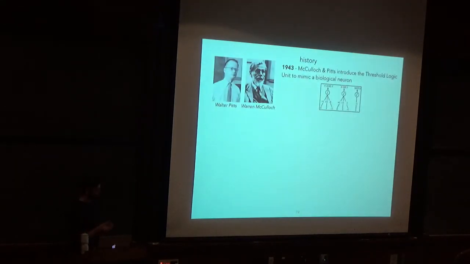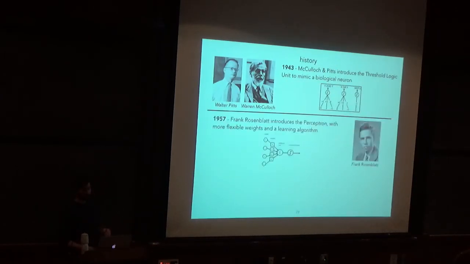So already in the 40s, this was around the time when computers were just starting to be developed. People were starting to think about, could we actually model biological neurons as simple mathematical functions? So back in 43, there was this influential work by McCulloch and Pitts where they talked about this threshold logic unit. And they're trying to mimic biological neurons, where you have some set of weights coming from different inputs, and you're calculating basic Boolean functions out of this.